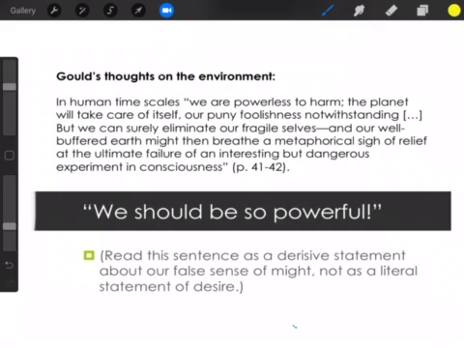He then says, we should be so powerful. And we want to read this sentence as a derisive statement about our false sense of might, not as a literal statement of desire. So how words are chosen, how they're intended, how they're interpreted, all of these things will affect the way that your readers read, respond, and learn from your science and your writing. So these are things that we want to start thinking about.